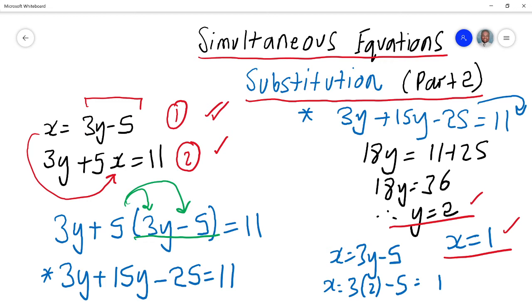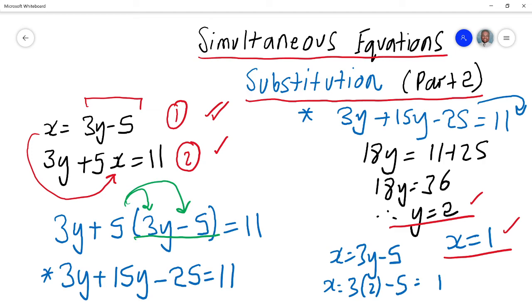Let's see if we can put that in the second equation. y is equal to 2. So 3 times 2 is 6, plus 5 times 1, which is the value of x. So 6 plus 5 is equal to 11. So we are correct. All right. So that's how we work out questions involving simultaneous equations using the method of substitution.